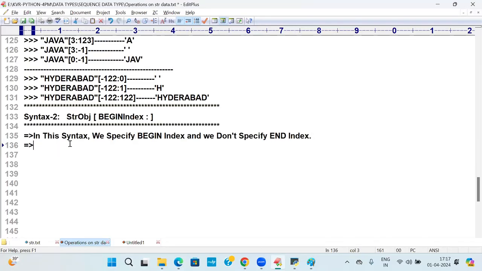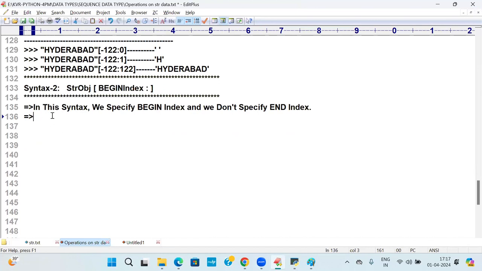Well, now I'm going to talk about this. If we don't specify which index? End index. If we don't specify end index, then PVM takes end index as, now I'm writing, end index as len of strobj, len of strobj.